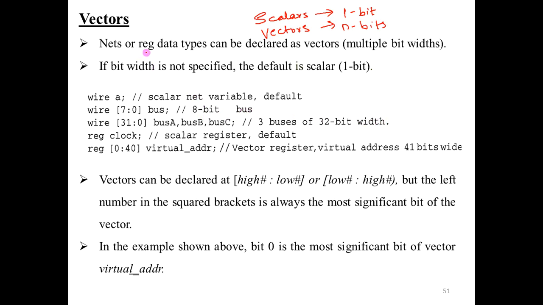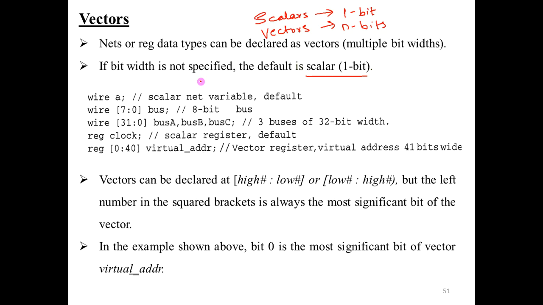Okay. Nets or reg data types can be declared as vectors, that is, with multiple bit width. If bit width is not specified, the default is scalar. I said scalar means 1 bit. If nothing is specified, for example here, wire A, you did not mention any vector or any data width. We call it data width.